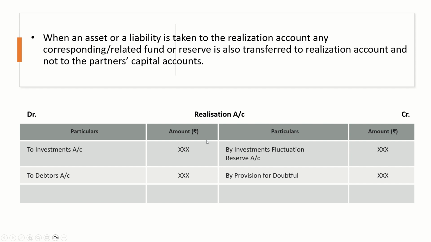The very first one: when an asset or a liability is taken to the realization account, any corresponding or related fund or reserve is also transferred to realization account and not to the partner's capital account. For example, we are transferring investments, then the investment fluctuation reserve is also transferred on the credit side. Investments, we transfer them to the debit side from the balance sheet. So the related fund, IFR, will also come here.